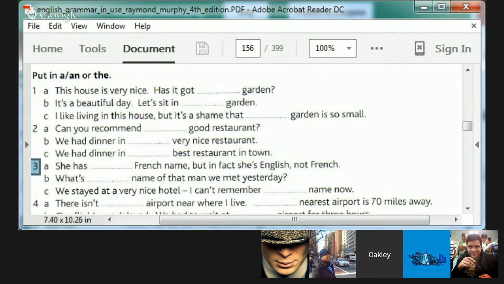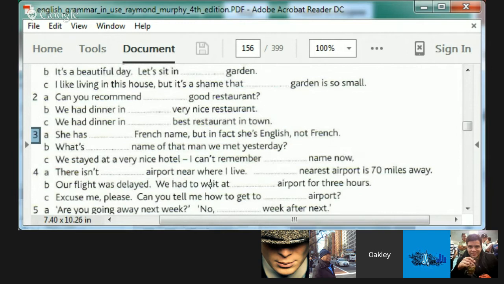Ignacio, number 3. She has a French name, but in fact she's English, not French. Very good. Yes. One of many possible French names. And the B? Yeah, absolutely. What's the name of that man we met yesterday? Okay. And why do we have to say what's the name? You are correct. Because he probably only has one name, right? Yeah. Most likely.